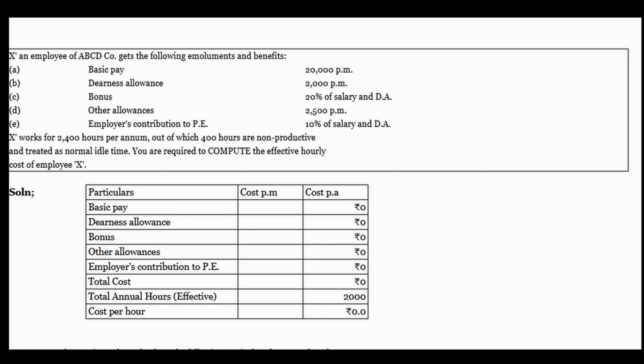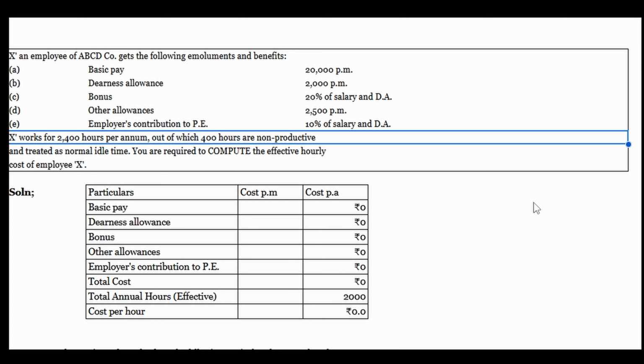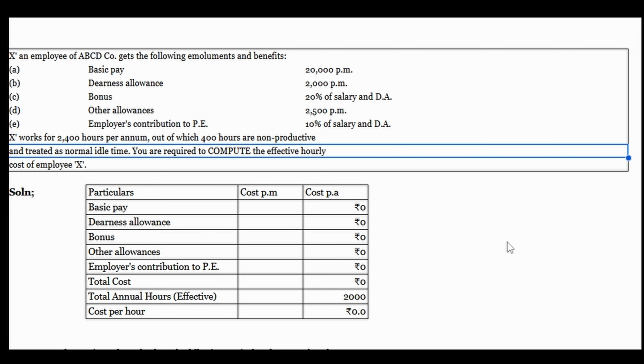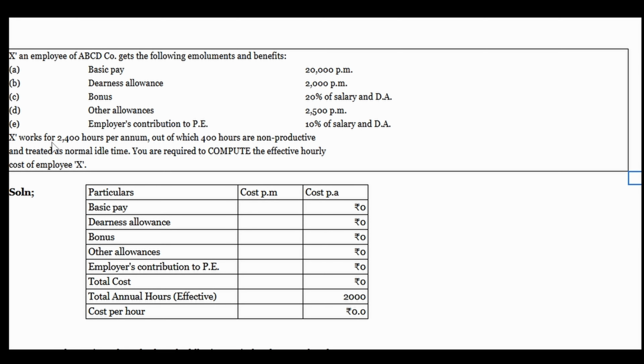Let us see one problem to calculate the employee cost. Let us read this problem. X, an employee of ABCD company, gets the following emoluments and benefits. He has basic pay, DA, bonus, other allowances, and employer's contribution to PF. Other than that, X works for 2,400 hours per annum, out of which 400 hours are not productive and treated as normal idle time. Effectively, he is working for 2,000 hours only. You are required to compute the effective hourly cost of employee X.